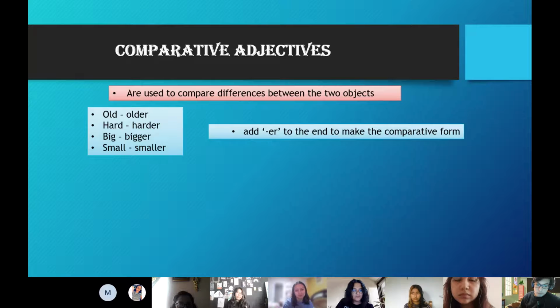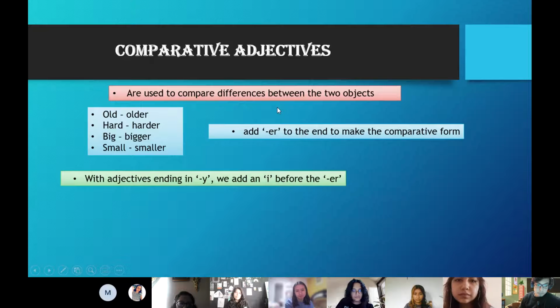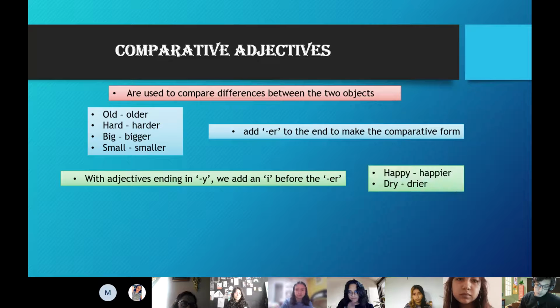So this is the first rule. Esta es la primera regla. The next rule is with adjectives ending in Y, we add the I before the ER. For example, happy, as you can see here, the adjective is happy. Here we have the Y. Aquí tenemos la Y. So we take out the Y, and then we replace it with the IER. Entonces quitamos Y y reemplazamos por IER.